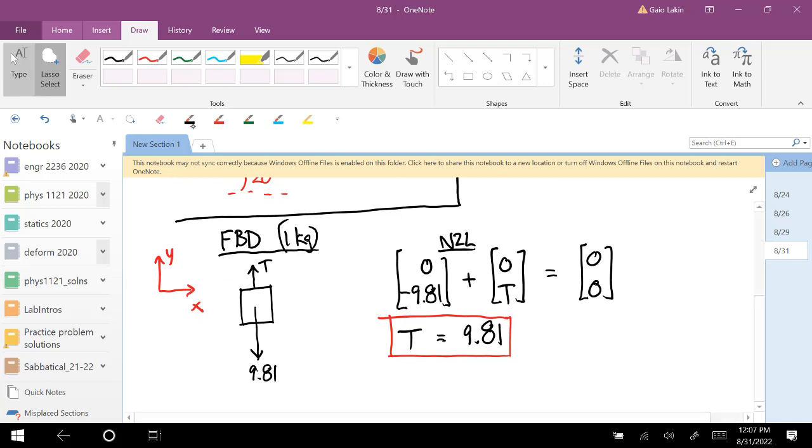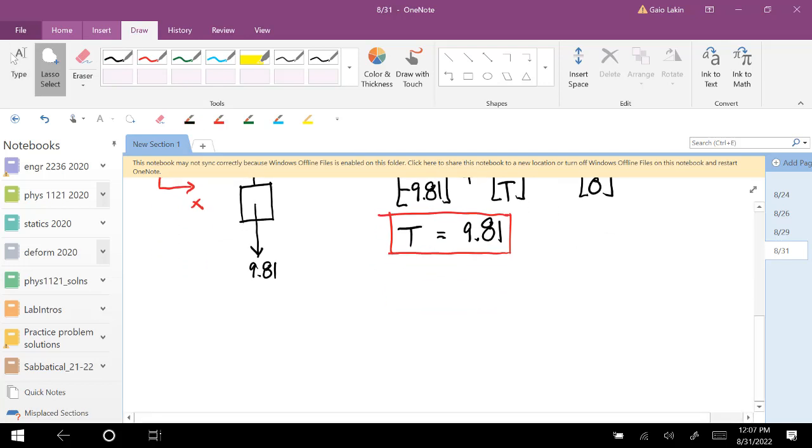Okay, so now we'll go to the free body diagram of the block. Free body diagram of the 5 kilogram.